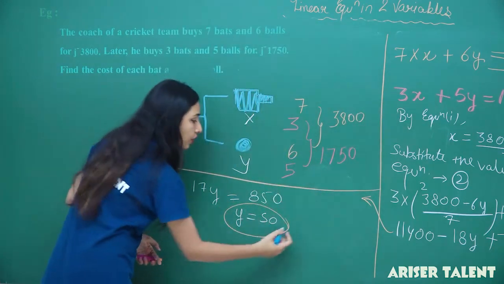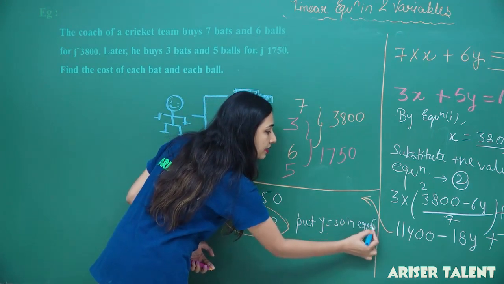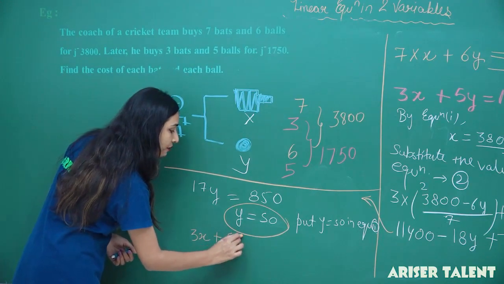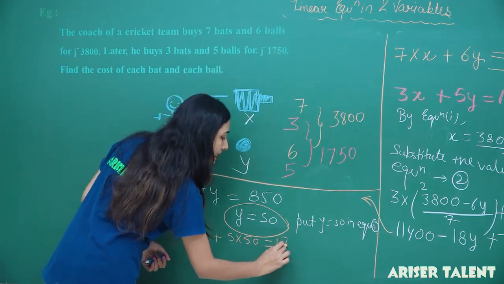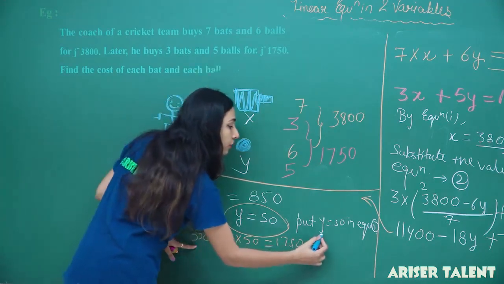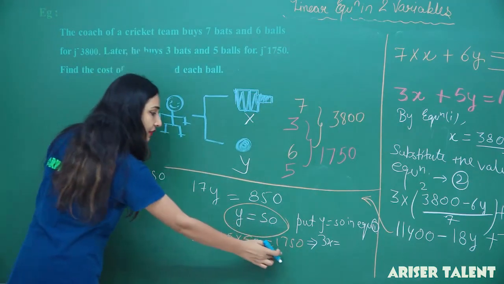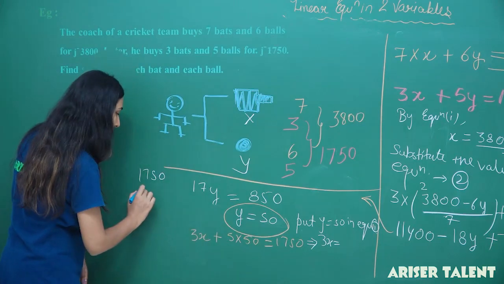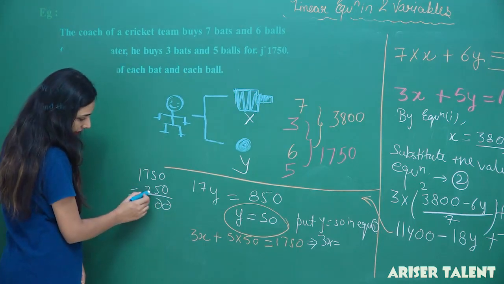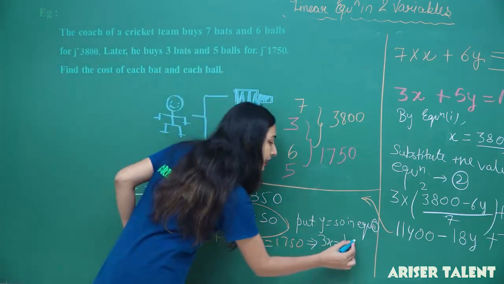Put y equals 50 in the second equation. That will give you 3x plus 5 multiplied by 50 equals 1750. Here you will find that 3x should be equal to 1750 minus 250, and that will be 1500. Okay, 1500.